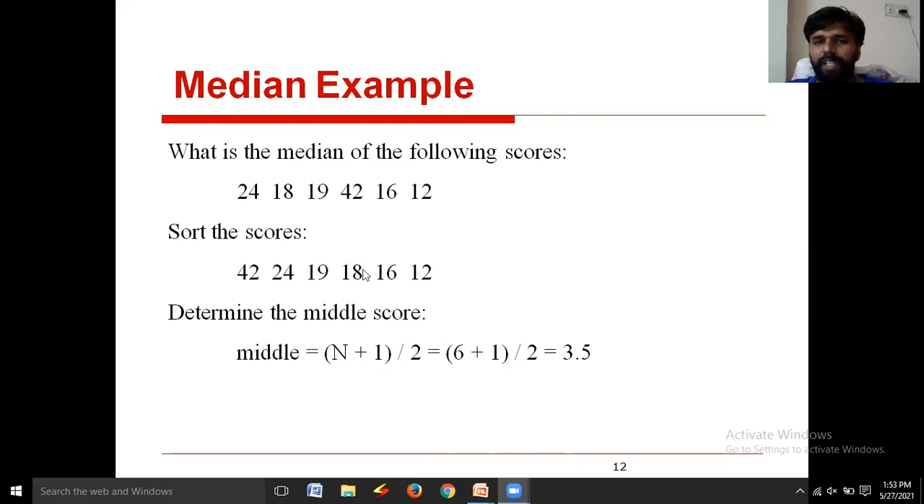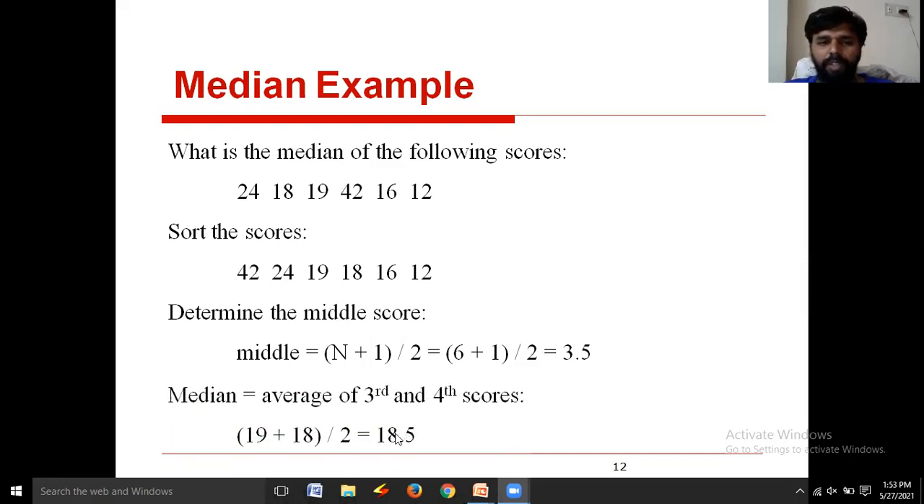The third location value is 19, the fourth location value is 18. Third location value plus fourth location value, that is 19 plus 18, that is 37. 37 by 2. Why? Because we need 3.5, that is the middle value. Then (19 plus 18) by 2, what will you get? You will get 18.5 as the median value for this data set. Got the point? Like this, we are calculating the median for even count. The earlier example shows the median calculation for odd count.